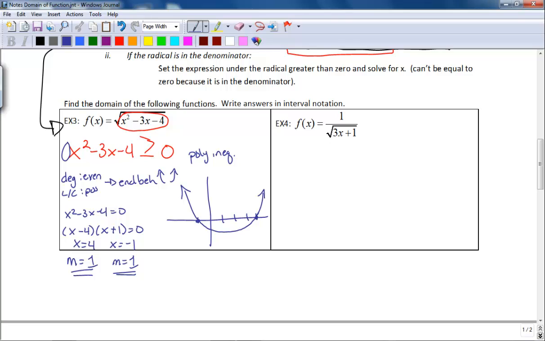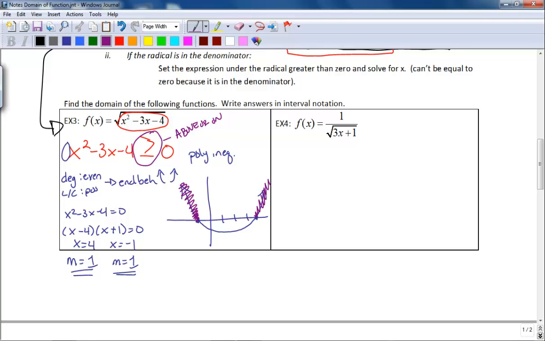Then we need to go back to the inequality and figure out how to answer the question. This is asking where we are greater than or equal to 0. That means above or on the x-axis. Where am I above or on the x-axis? All the numbers over here and all the numbers over here to the right.